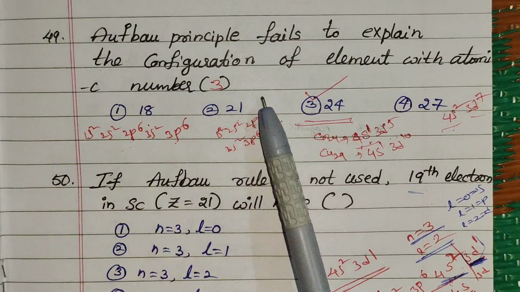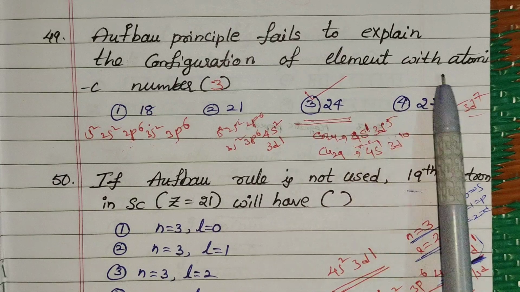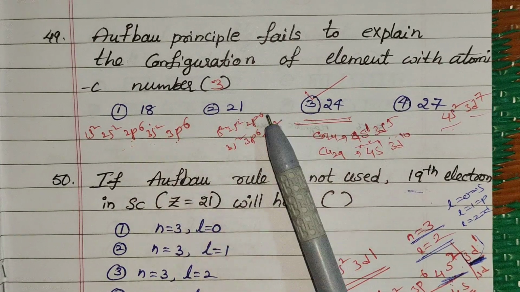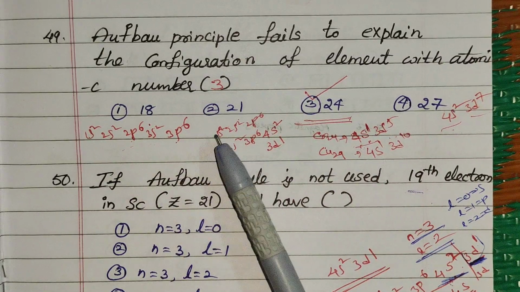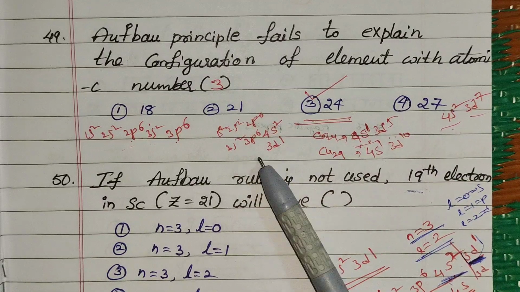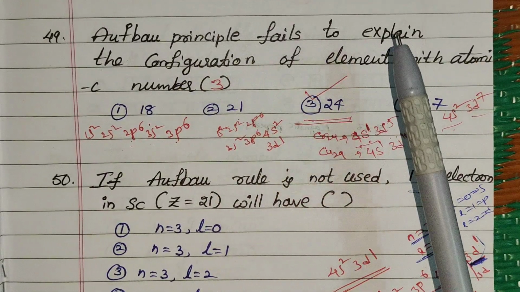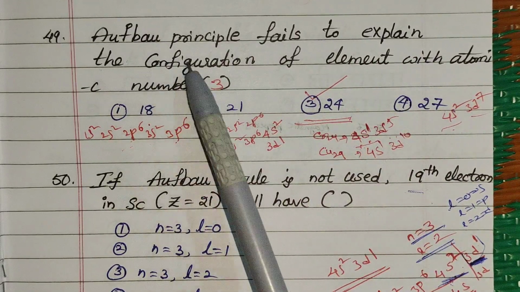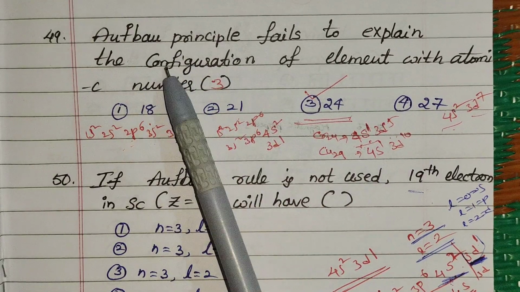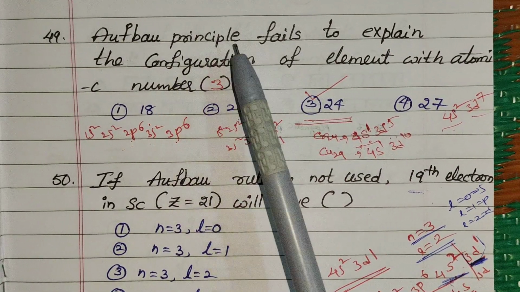First one: Aufbau principle fails to explain the configuration of the element with atomic number. Okay, so here some atomic numbers are given. For that purpose we have to check whether it is following the Aufbau rule or not. First of all, we have to know what the Aufbau rule is. Aufbau rule means the lower energy orbital fills first, then the higher energy orbitals fill.